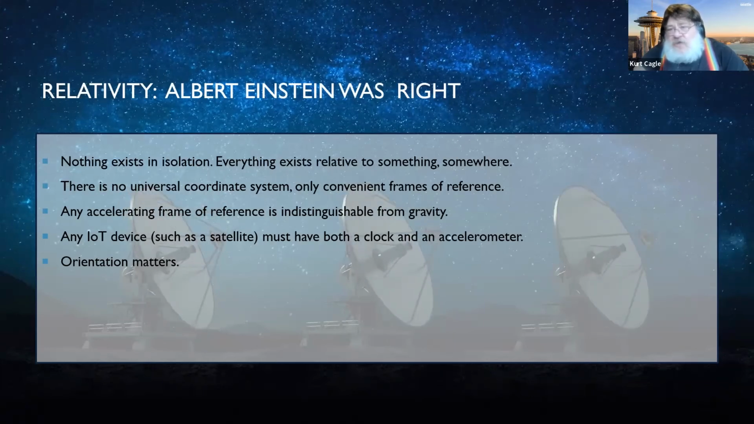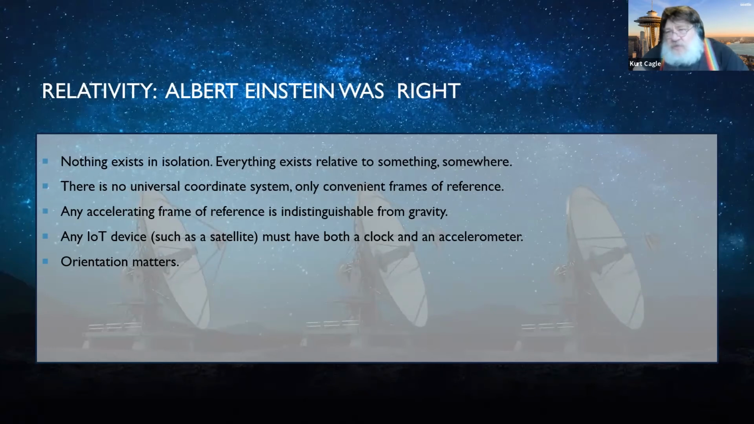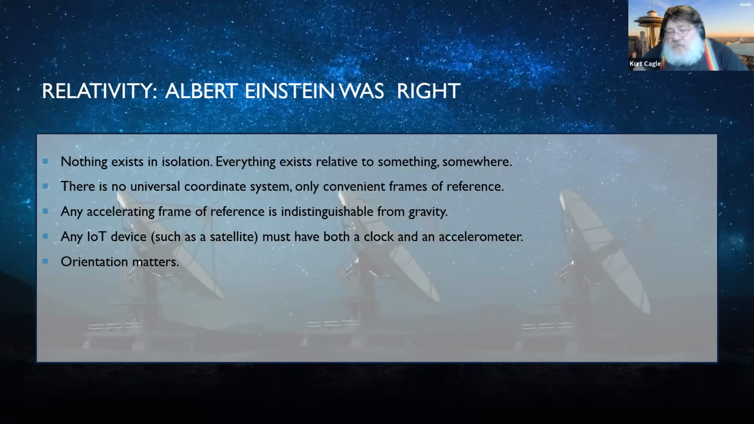But the moment that you get outside of the gravity well, and you start dealing with situations where the invariance involved and the gravitational pieces involved are sufficient, then your clocks will begin to drift, and your coordinate frames will end up changing because you have accelerating frames of reference. One of the key things that Einstein said was any accelerating frame of reference is indistinguishable from gravity.